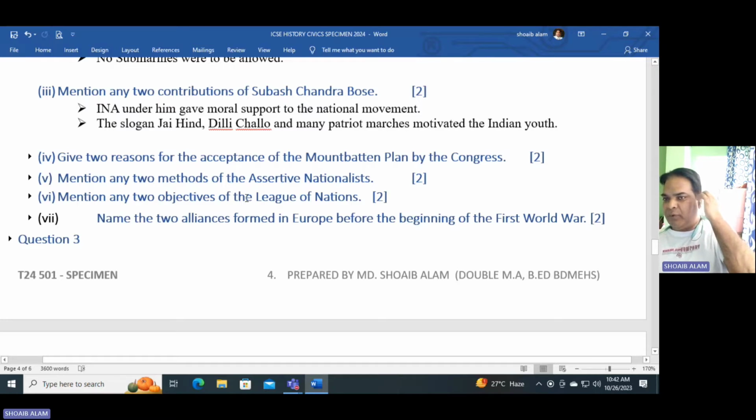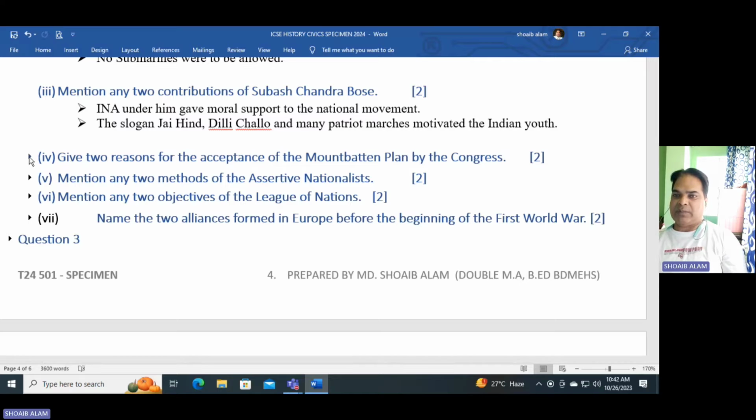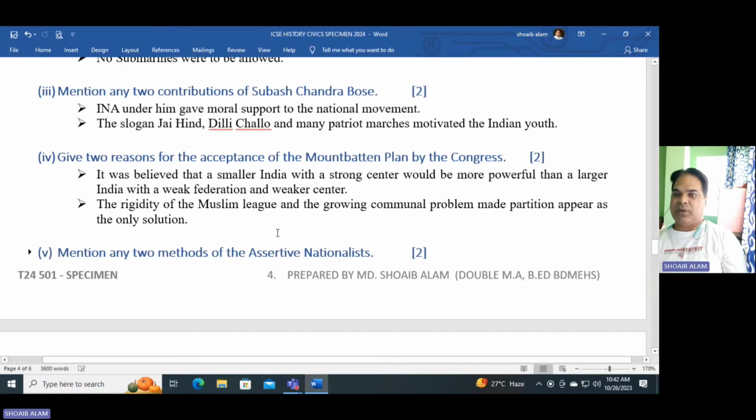Now, number 4, give 2 reasons for the acceptance of the Mountbatten Plan by the Congress. That means why was the Mountbatten Plan accepted? It was believed that a smaller India with a strong center would be more powerful than a large India with a weak federation and weaker center. And the second one, the rigidity of the Muslim League and the growing communal problem made partition appear as the only solution.